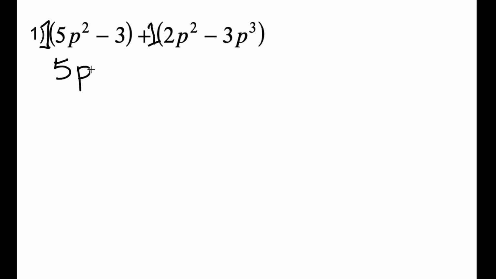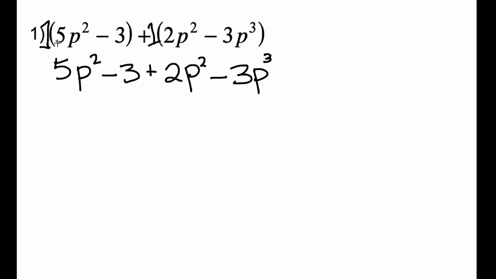So 1 times 5p squared, 1 times negative 3, plus 1 times 2p squared, and 1 times negative 3p cubed. So essentially, if you have a positive 1 here, you really can just ignore all of the parentheses. It's when there's a negative number or a number that's not 1 when distribution becomes really important.